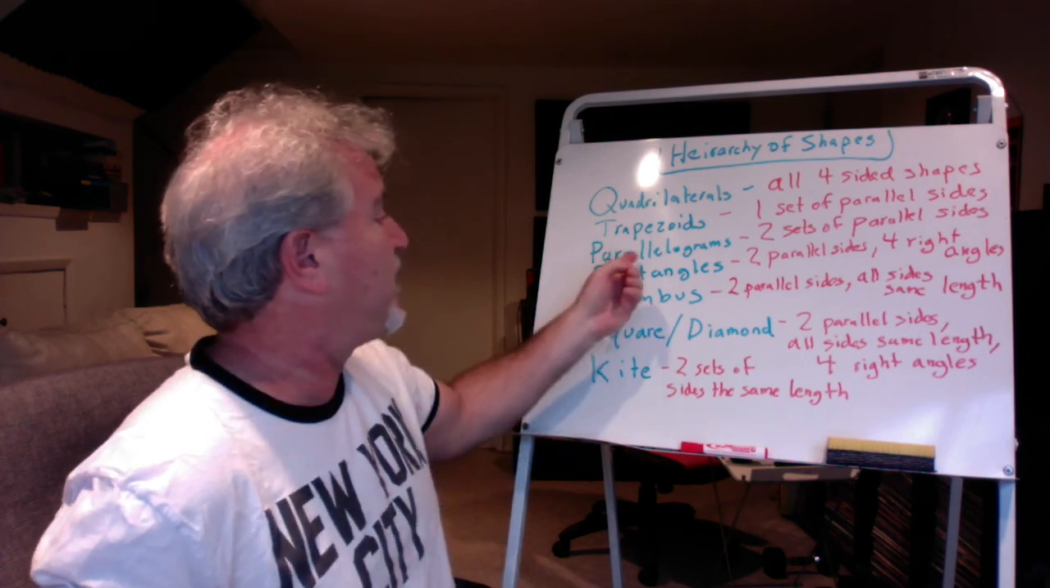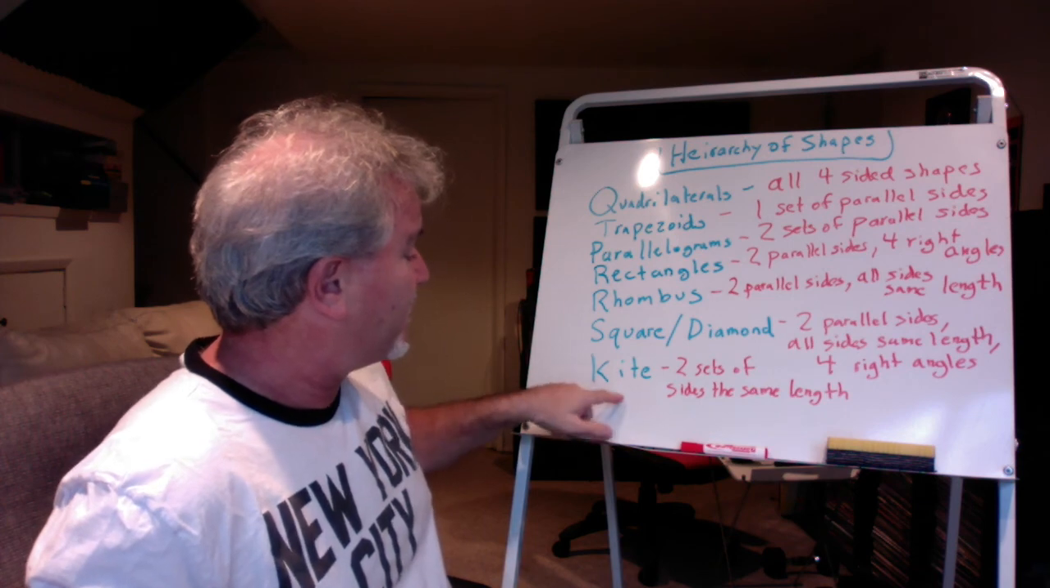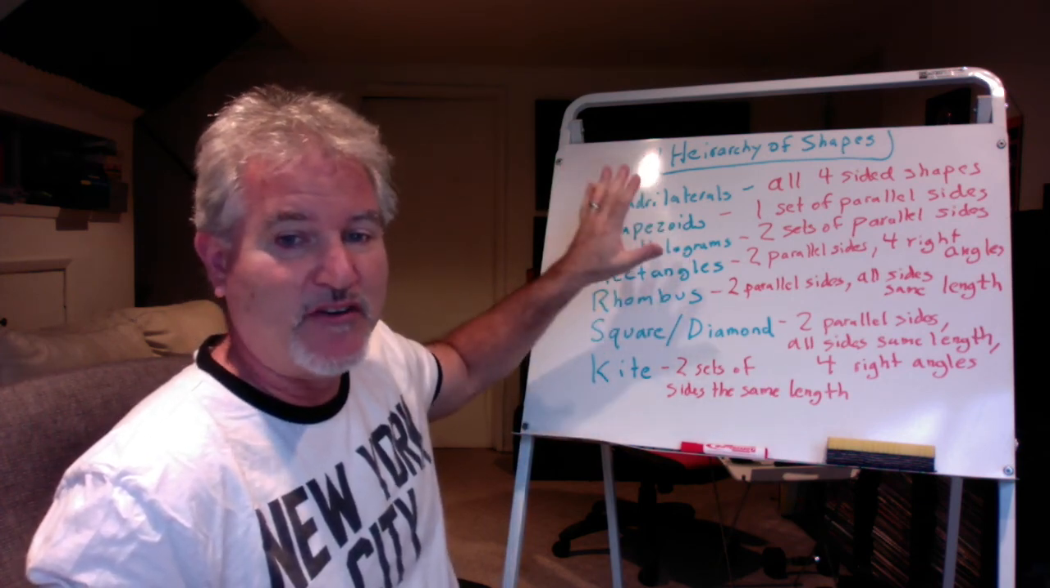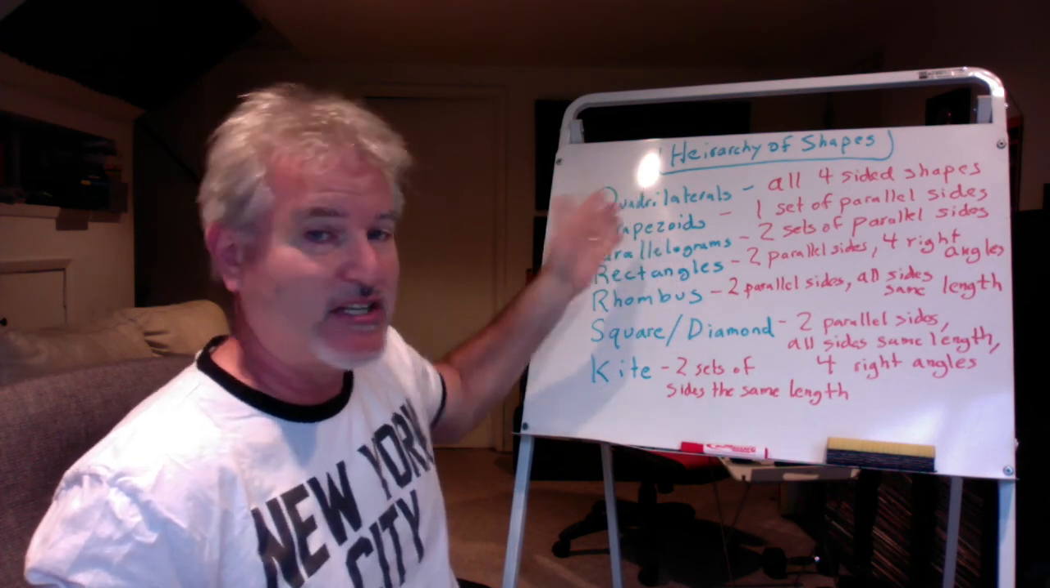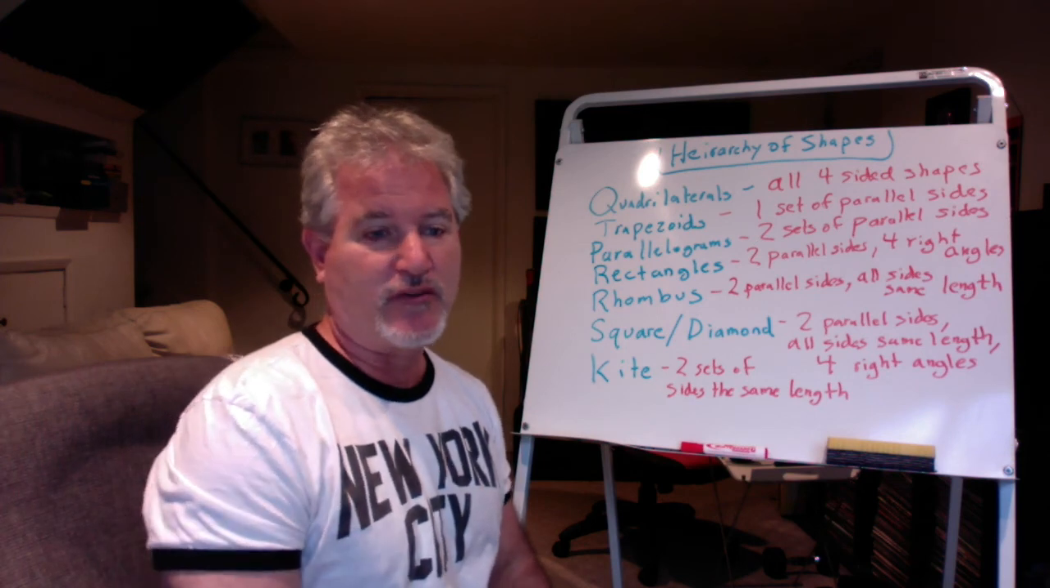If I say, is a parallelogram a quadrilateral? Yes, it has four sides. Is a kite, is a trapezoid? Any of these are quadrilaterals because the definition of a quadrilateral is it just has to have four sides. So all of these figures are quadrilaterals.